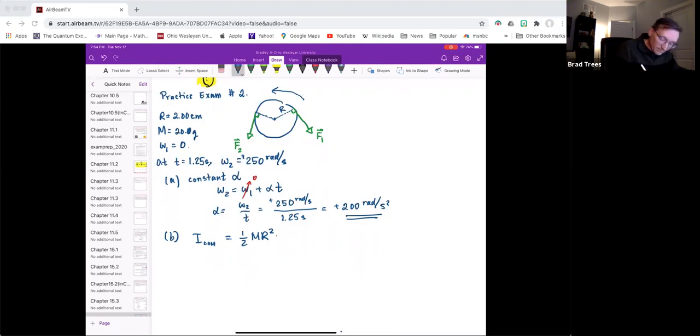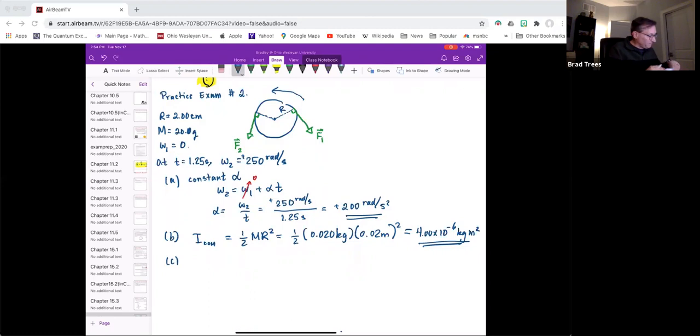So we plug in 1/2 m. M is 20 grams. Now we got to change that to 0.02 kilograms. And then the R is 2 centimeters. And we got to change that to 0.02 meters. What do we get when we put that into our calculator? We get 4 times 10 to the minus 6 kilogram meter squared. That's the rotational inertia. And we've done part B. Okay, part C.